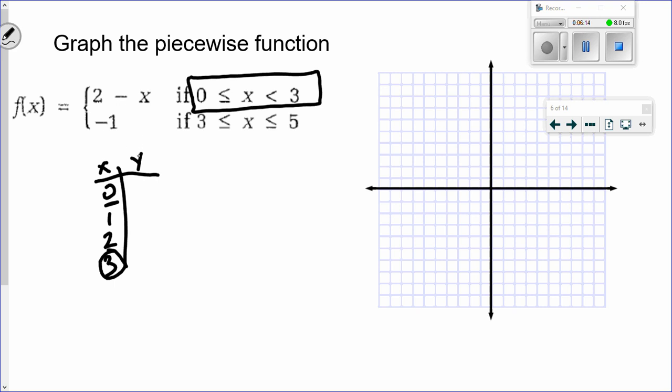So then I have 2 minus 0 is 2, 2 minus 1 is 1, 2 minus 2 is 0, and 2 minus 3 is negative 1. So I'm plugging all of those x values into this equation. So I have 0, 2, and I have a line under it to remind me to close it, 1, 1, 2, 0, and 3, negative 1. And I have an open circle there to remind me to keep it open.